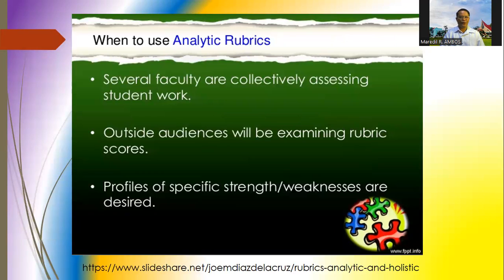The question is, when to use analytic rubrics? We have the following answers. The first is if there are several faculty collectively assessing student work. Then outside audiences will be examining rubric scores. And the last is when profiles of specific strengths or weaknesses are desired. So these are the reasons why we need to use analytic rubrics.